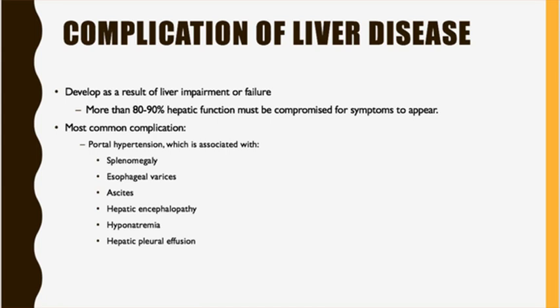The most common complication of liver disease is portal hypertension. Right? Portal hypertension is occurring because of those structural changes that happen in the liver. And then the changes, or the enlargement of the liver, basically, is causing compression and then destruction of the hepatic and portal veins. Okay? This is going to lead to hypertension. And then having this portal hypertension is also associated with splenomegaly, the esophageal varices, ascites, hepatic encephalopathy, hyponatremia, and hepatic pleural effusions.